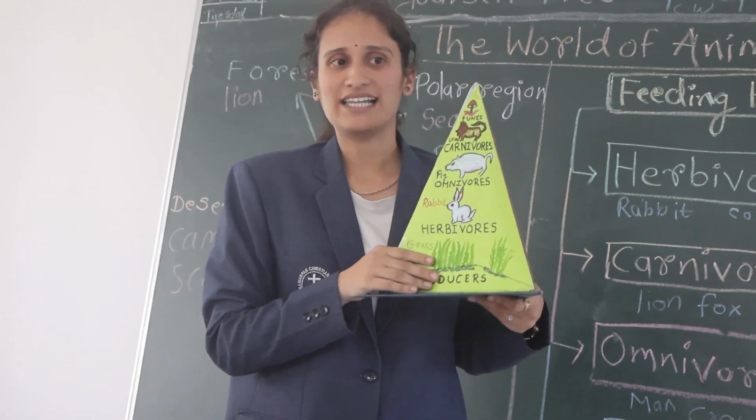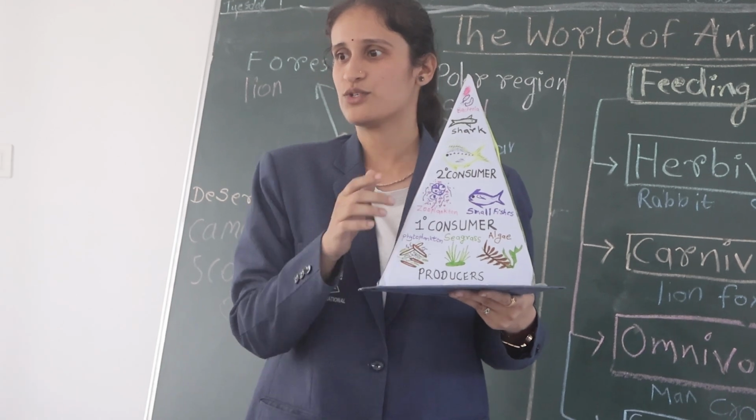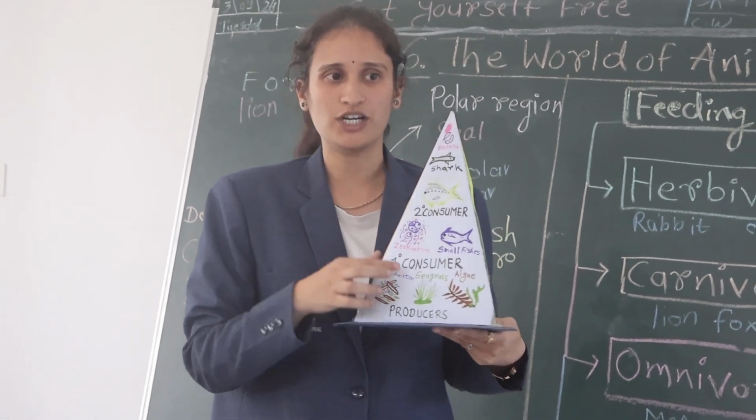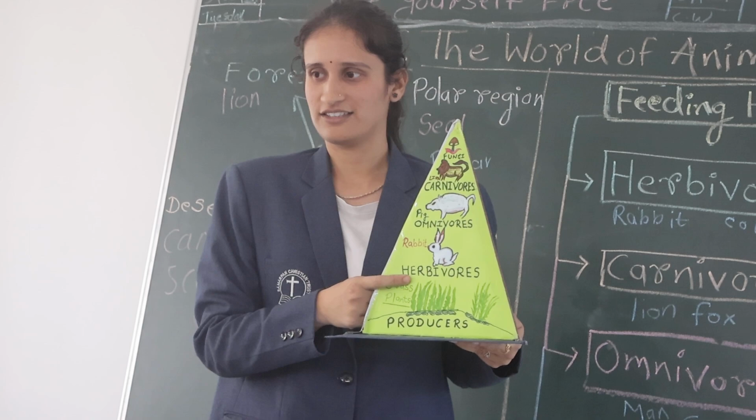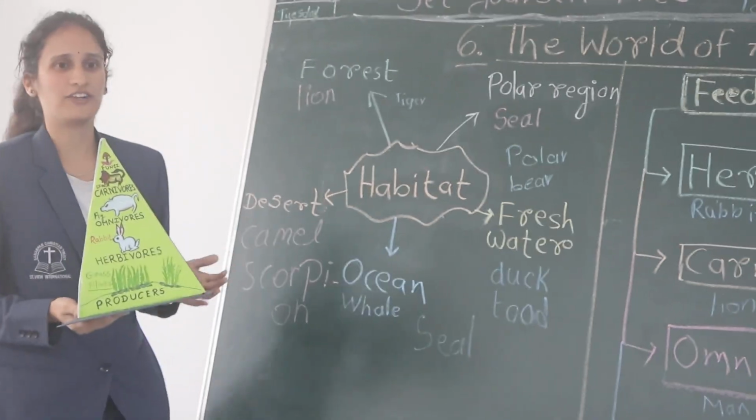So this is the land food chain and this is the aquatic food chain. Okay. So this is in ocean and fresh water. This is on the land. So here we have completed different feeding habits and also different habitats.